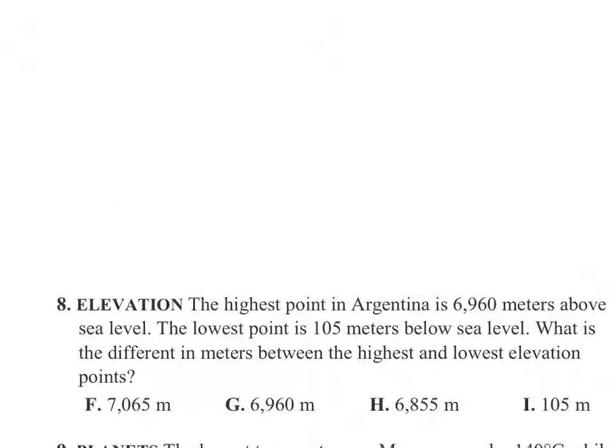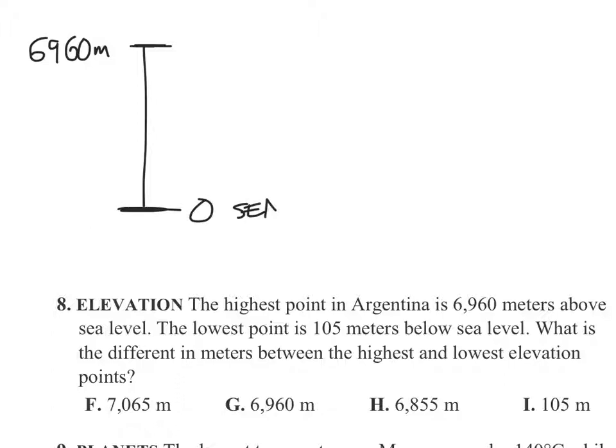All right, number 8. This one, again, we're going to draw a picture because it's so fun. And the highest point in Argentina is way up here, up to 6,960 meters, right here. And then if we go all the way down, this would be 0, which is considered to be sea level. So we'll just write that in so it understands it a little bit better. And then from 0, we go down another 105 meters because it says it's below sea level. So we're going to indicate that this is below by 105 meters. Bam. So what is the difference in meters between the highest and lowest elevation points?